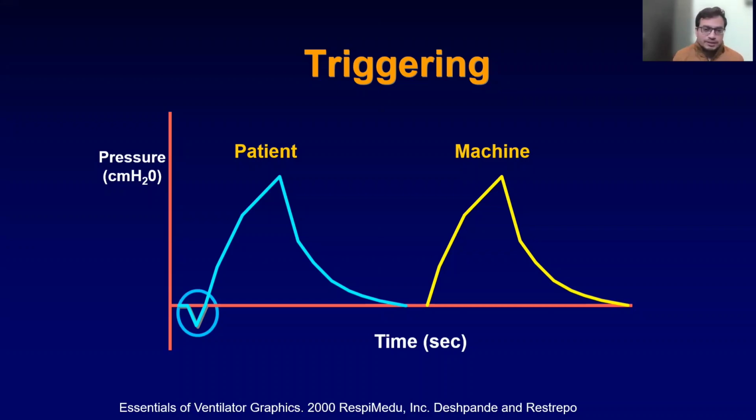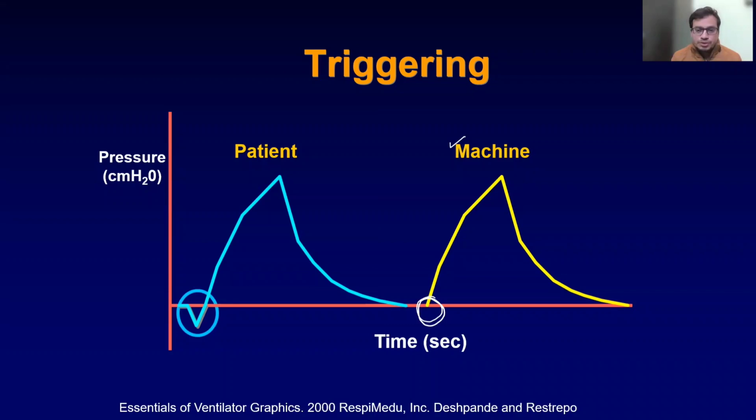So if it is machine trigger, there won't be any patient triggering. Okay, this part will be flat. Only machine trigger. Machine trigger means, the example I can give you, that we set the time of inspiration and expiration on the machine, and at regular intervals the ventilator will deliver the breath to the patient irrespective of patient's wish or effort. So that is your time triggering or machine triggering, machine breath.